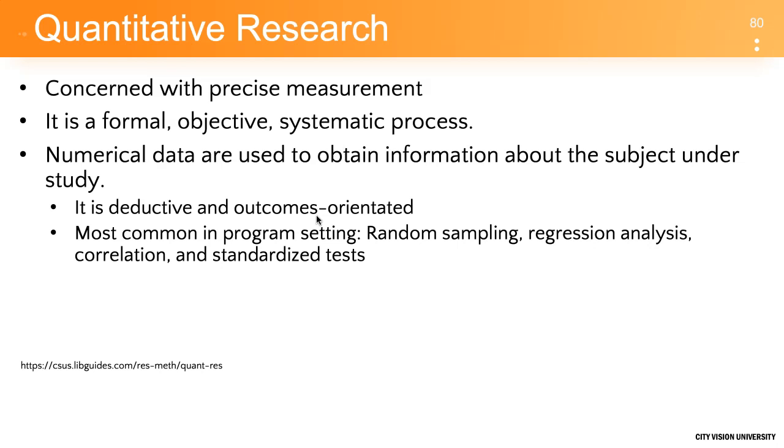And the most common type of this in a program setting is going to be random sampling. So you may throw a survey out. Let's say you've got 78 people in transitional housing. A random sample is where you put all their names into a hat, and have someone reach into the hat and grab out 6 people or 8 people.